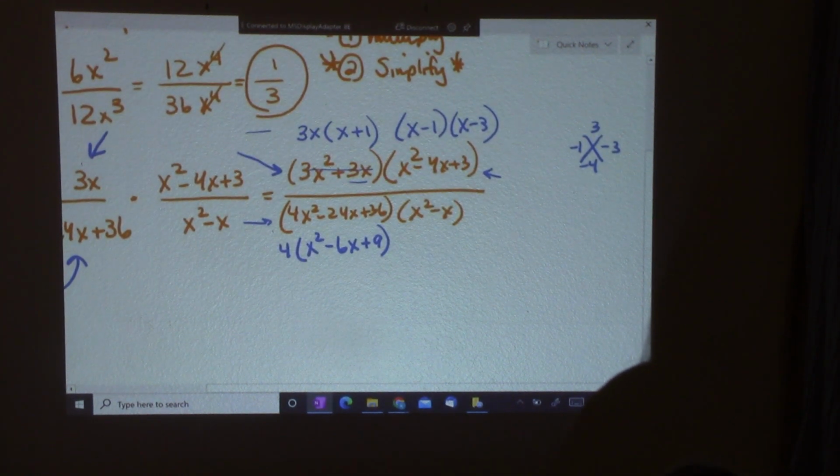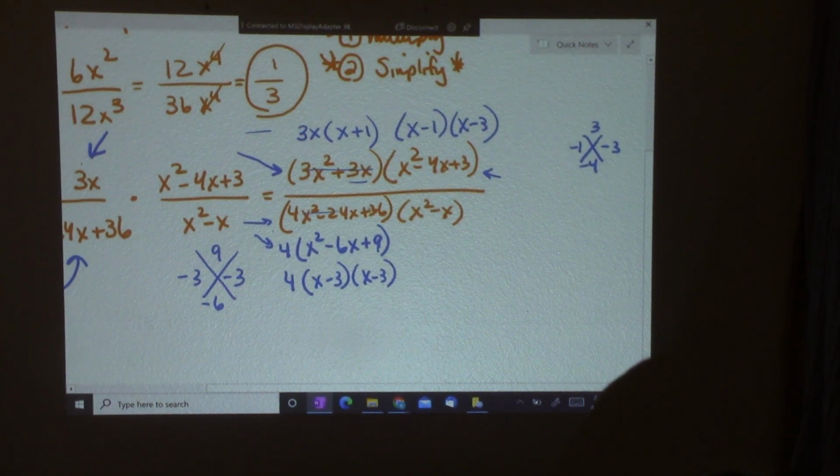Now, that is a trinomial that I can also use magic X on. So, what 2 numbers multiply to be 9 and add to be -6? Well, that would be -3 and -3. So first I took out a common factor, and now I am factoring using magic X. So this is now what I have.